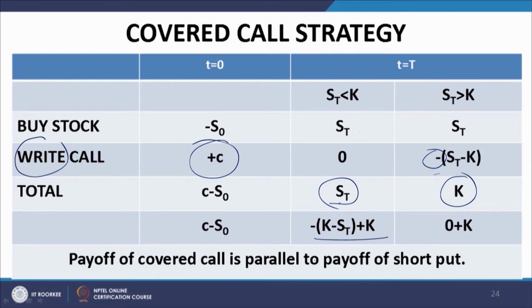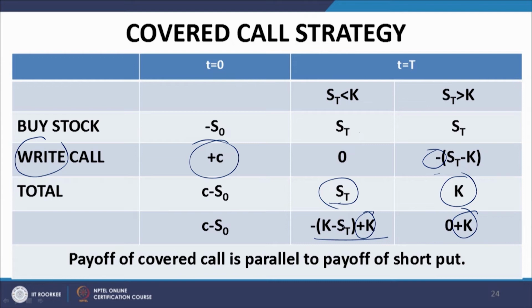So, let me repeat, if ST is less than K, the total payoff is minus of K minus ST, and if ST is greater than K, the total payoff is 0 plus K in each case. This plus K is there in both cases. So let us separate it out for the moment. If you separate out this plus K factor from both the situations, you end up with minus of K minus ST if ST is less than K and 0 if ST is greater than K.